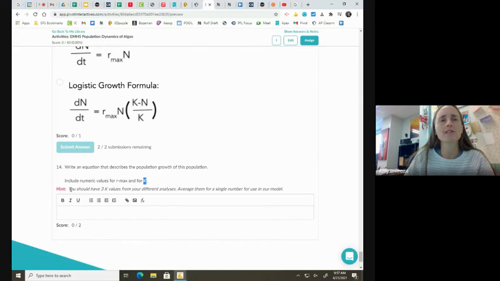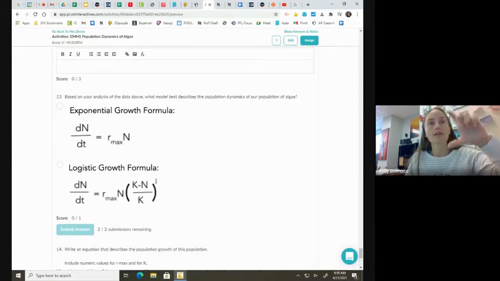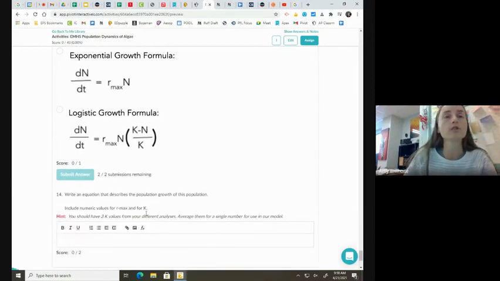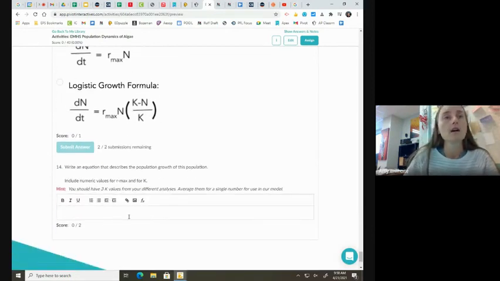And it says you should have 3 K values. You can average them. They should all be really close together, because within this little third part we had to find K 3 different times, but they should all be very similar, somewhere around 2 million if you're doing the high nutrients.